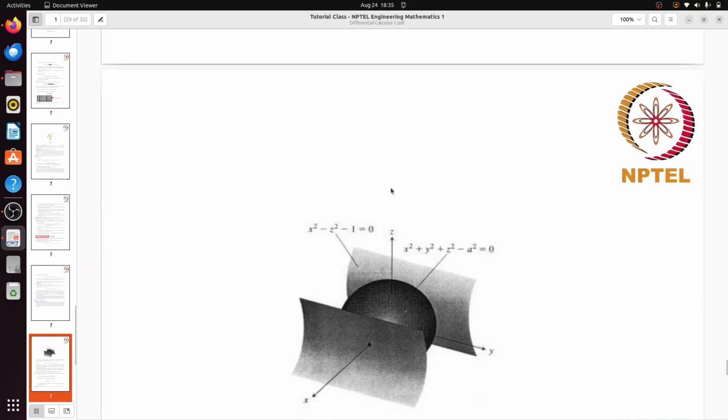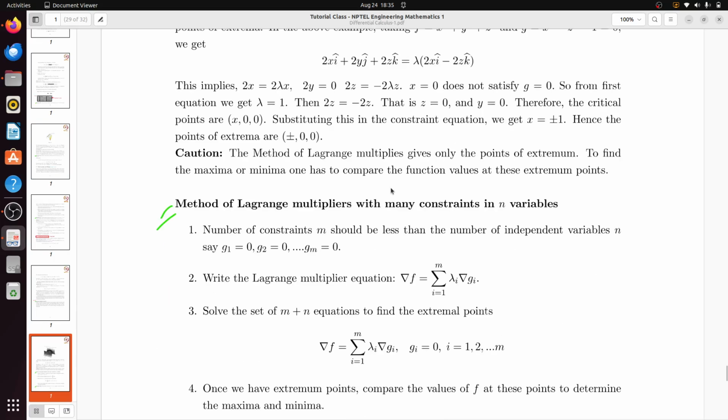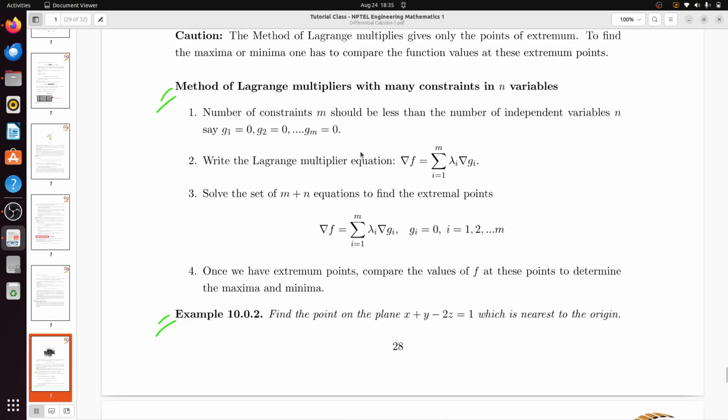Okay, I think that you have watched Sir's video, so I will not go through it here. I will just briefly discuss the algorithm. So, the Lagrange multiplier method with many constraints in n variables. You have a number of constraints m that should be less than the total number of independent variables n. So you have say g1, g2, gm. You write the Lagrange multiplier equation.